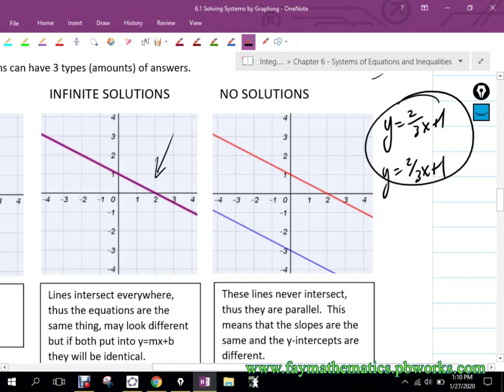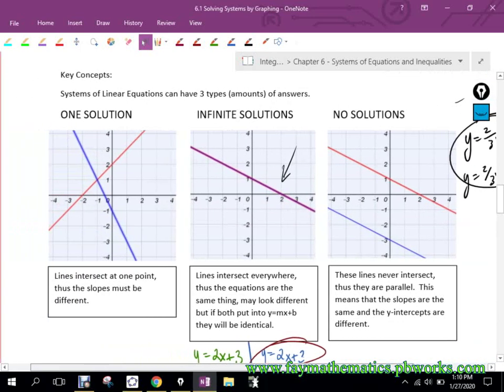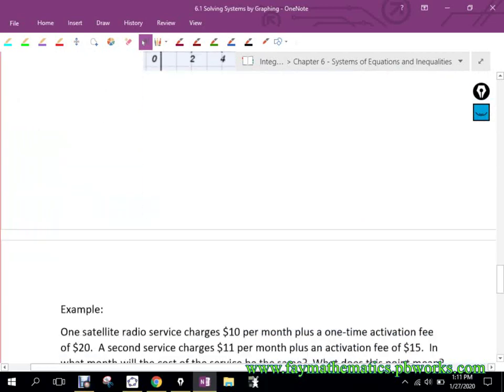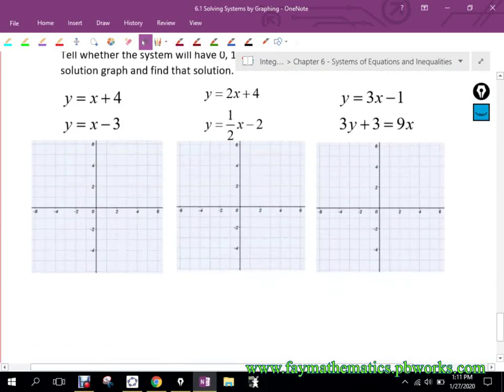What if I did this? 2/3 x plus 11 and 2/3 x plus 1. Are those different equations? Yes. Are they the same slope? Yes. So they are parallel, right? So no solutions there. No intersections. Those are little things that I think are going to be important for us to pay attention to. And in the end, they're going to help us realize maybe some solutions before we even do anything.